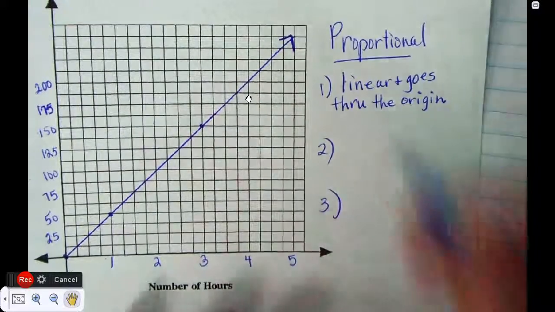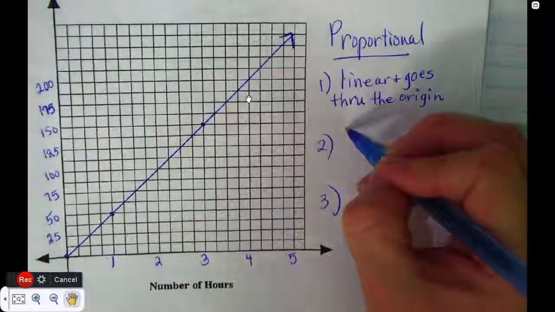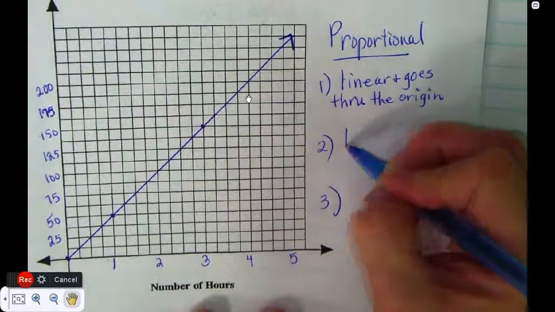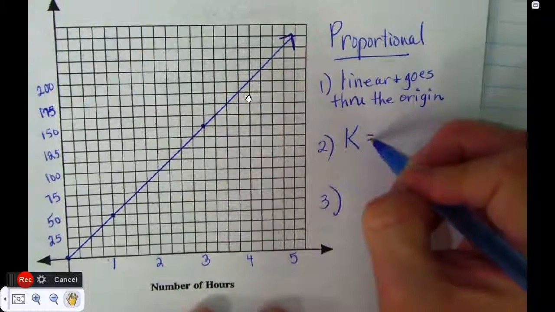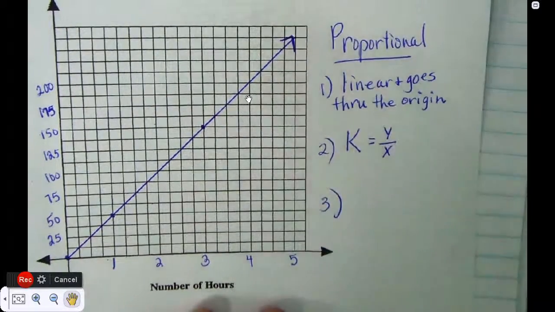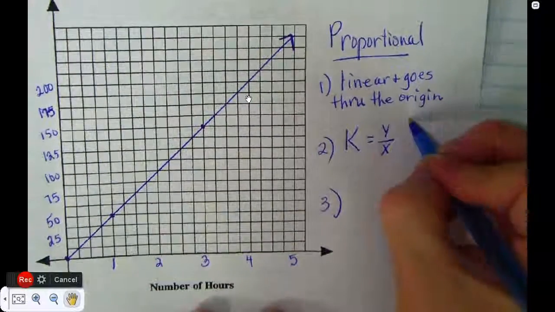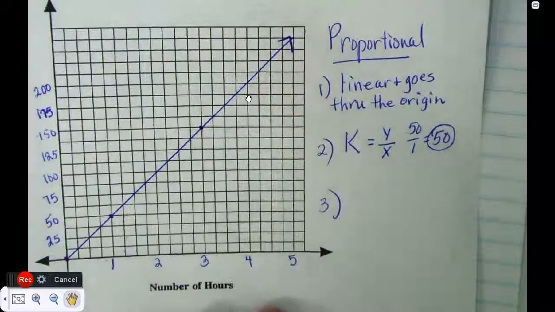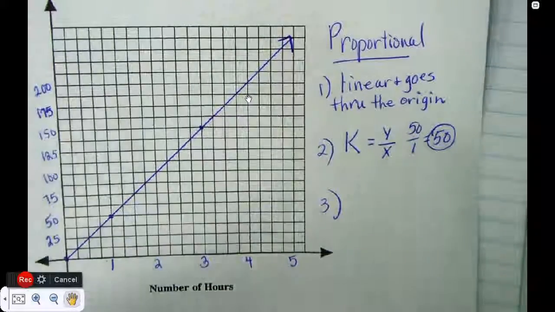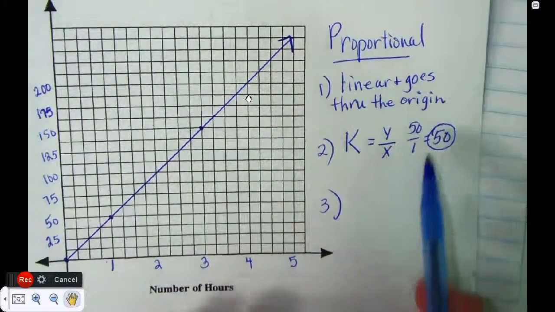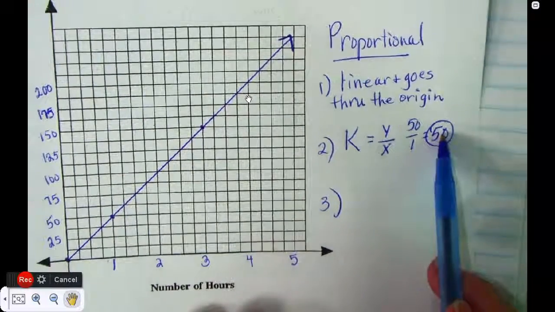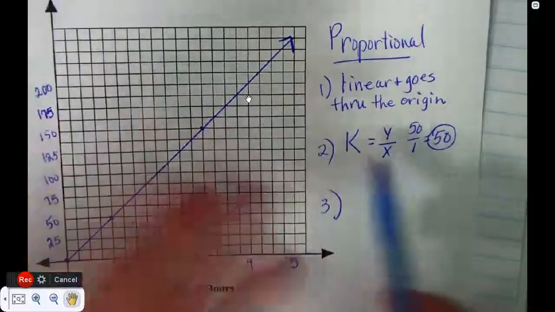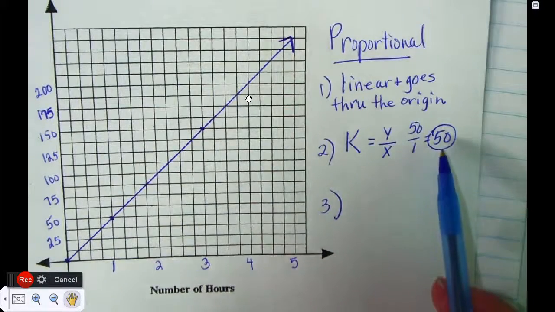Okay, number 2, what's the first thing we did on this problem up at the top? Yes, we got the constant of proportionality, the unit rate. And so we already divided 200 by 4, but let's go ahead and take 50 and divide by 1, and we got 50. You could have taken 150 divided by 3. There's several. But you're going to take a y and divide by an x. See, we're not trying to prove it's proportional. We already know it is. We're just trying to say what the constant of proportionality is.